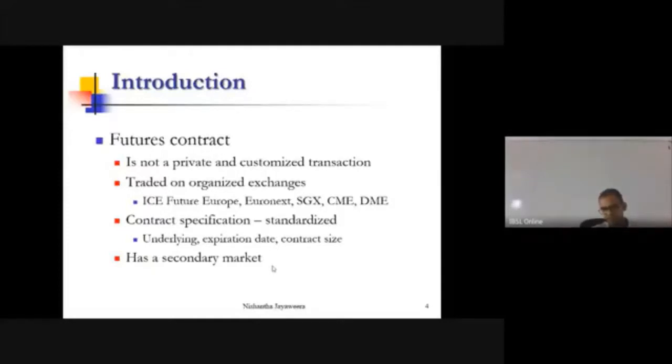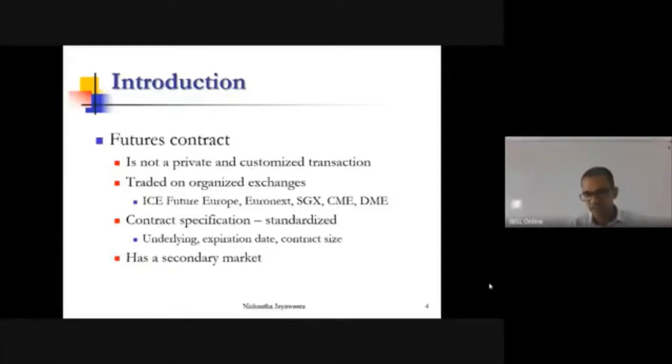Though in futures there's no primary or secondary, you can buy it from the market and you can sell it back in the market with two different parties. So therefore the secondary market is there, therefore the liquidity is there. Anytime you can get into the market or get out from the market. So futures contracts are very liquid transactions compared to forward.